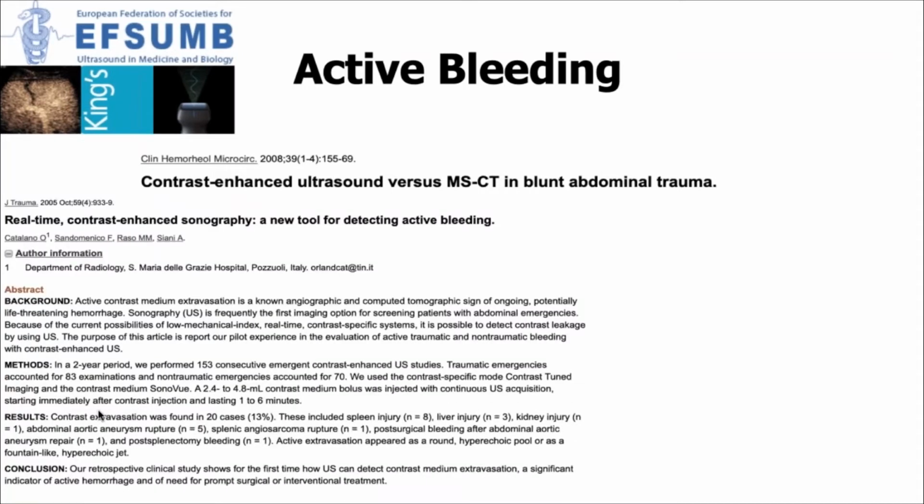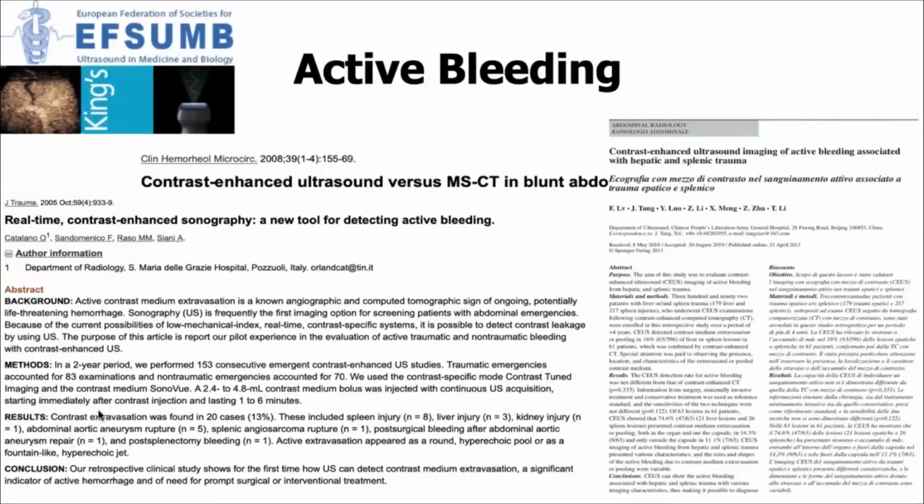There are several studies that looked at this, and in our previous speaker's study, they noticed 18 cases of active bleeding. Another study looked at a number of cases of emergent contrast enhanced ultrasound, not just for trauma, but also for potential things like angiosarcoma rupture, and they were able to clearly identify active bleeding as well. And again, in a slightly larger study which compared to CT, they noted there was no significant difference in the ability to pick up active bleeding.